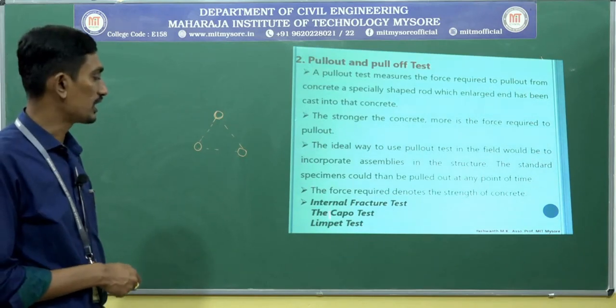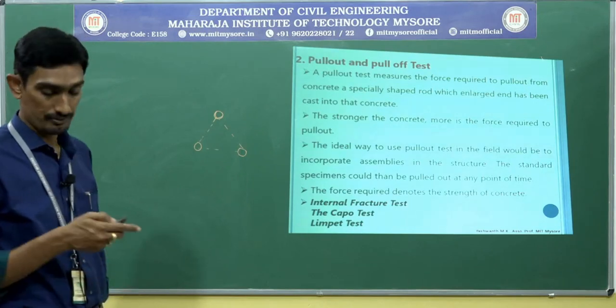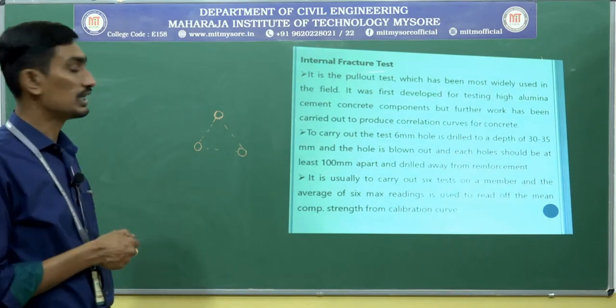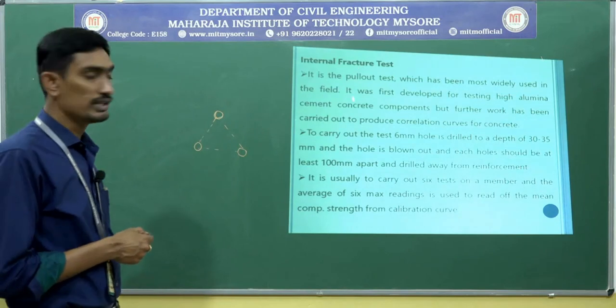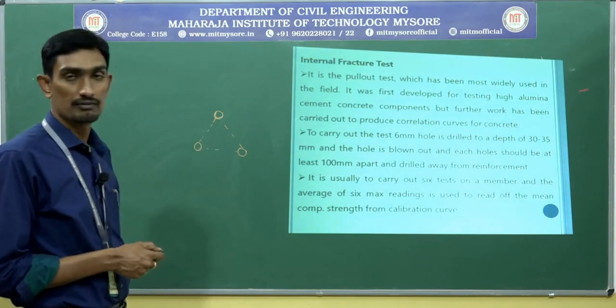So these are all the three tests: the internal fracture test, the Capo test, and the Limpet test. In this, predominantly we use the internal fracture test. So let us see how they are going to perform it. It is the pull-out test which is more widely used in the field.